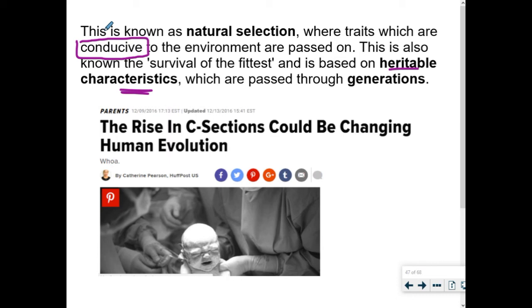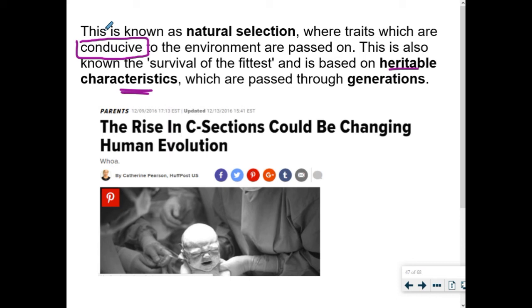But now what does that do? Well, it means that they pass on the narrow hips gene, and so more and more people have the narrow hips gene, which makes it hard for them to naturally have a baby, which then means that there are more and more C-sections. Do you guys see how that works? That would be a great example of natural selection.